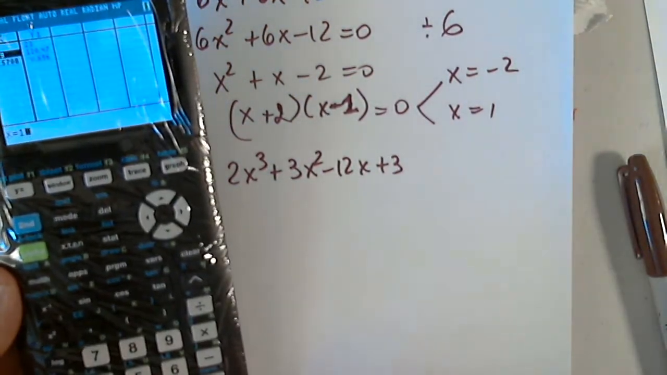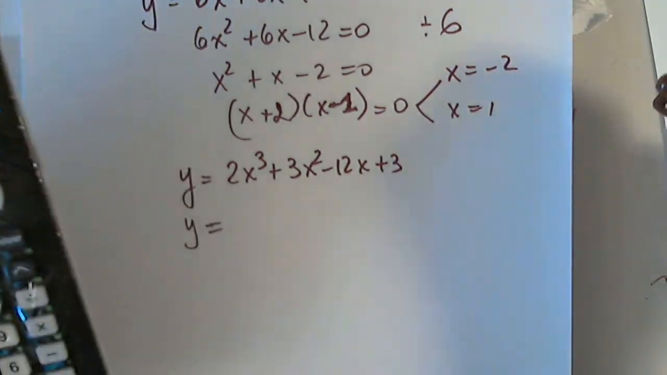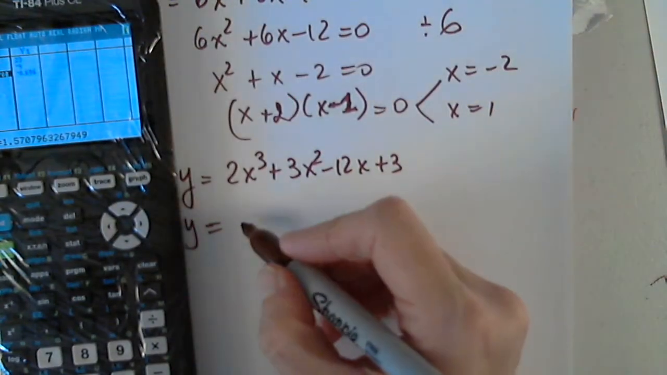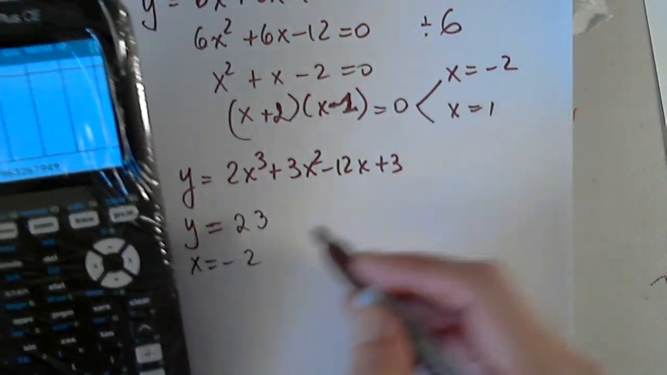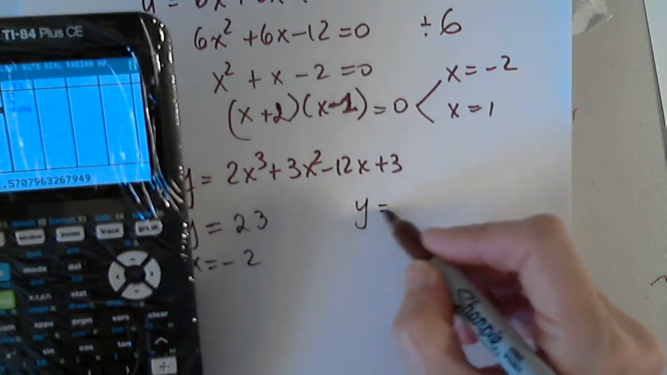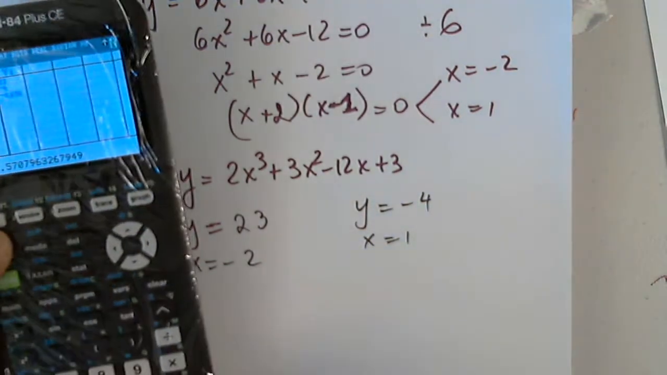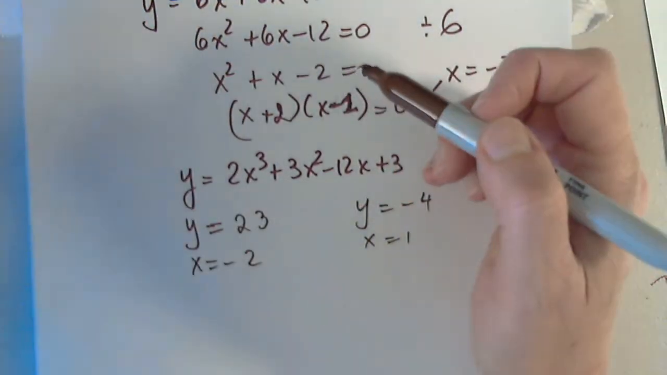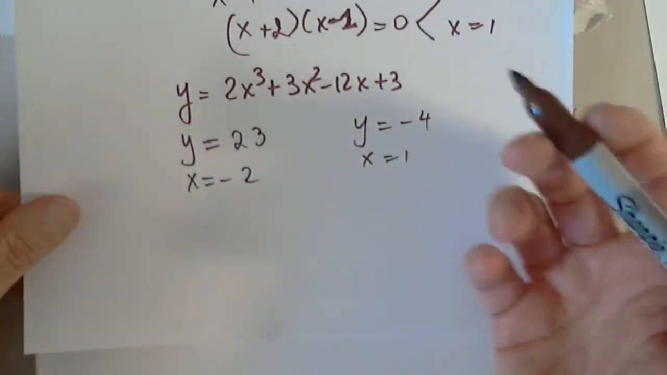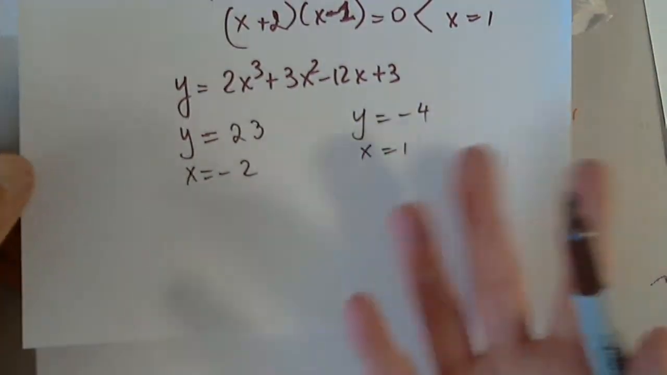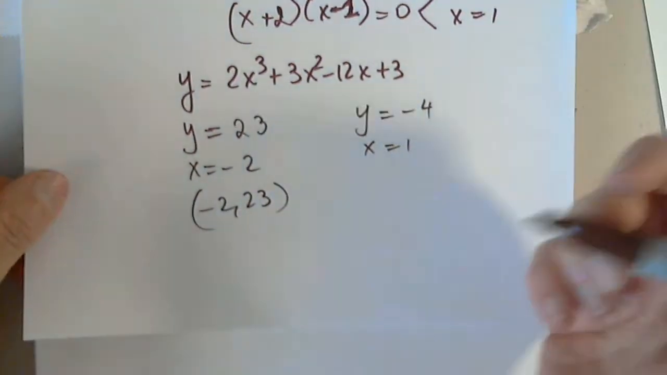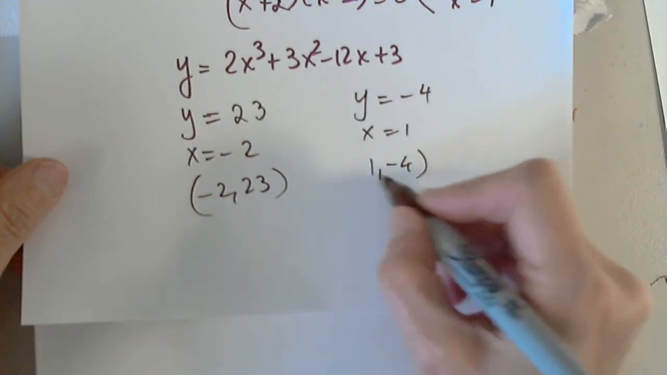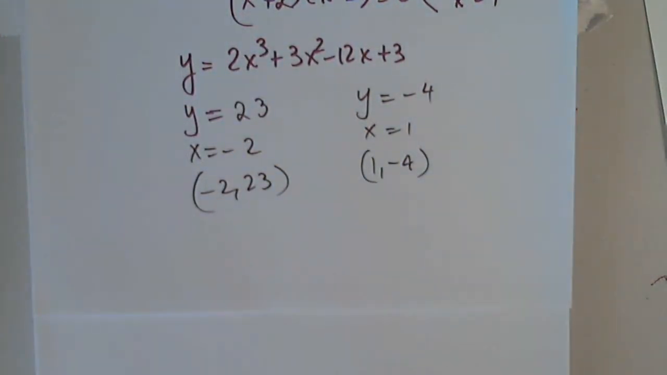So negative 2 and 1. So y is 23 when x is negative 2, and y is negative 4 when x is 1. So the points where the tangents are horizontal, which obviously represent max min, will be negative 2 comma 23, but that we don't know yet. This is chapter 3. And 1 comma negative 4. So that was 4. So let's see what 5 is telling us.